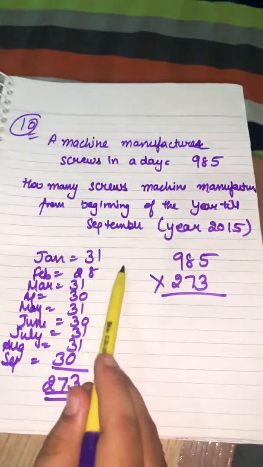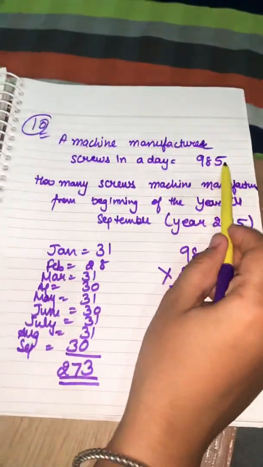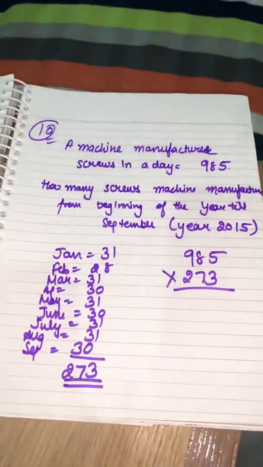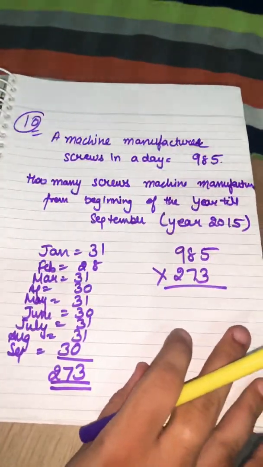So we just add all the days, we get 273, and we should multiply this 985 by this 273, and we have got the answer. And you have to do this multiplication by your own. If you find any difficulty, you can ask.